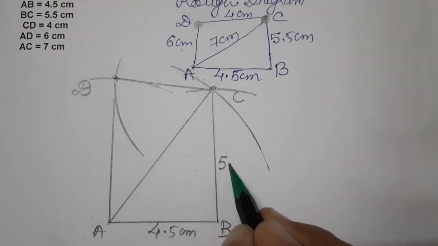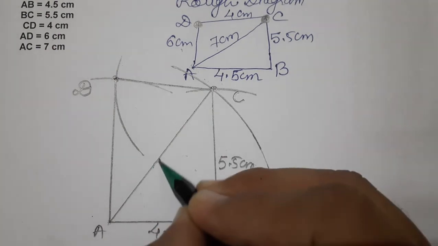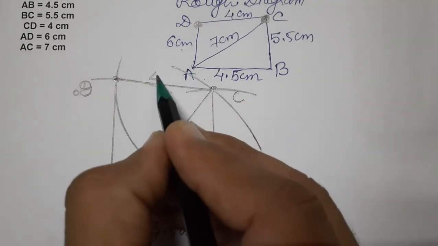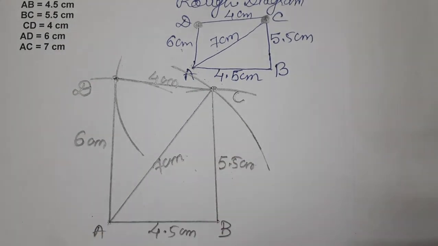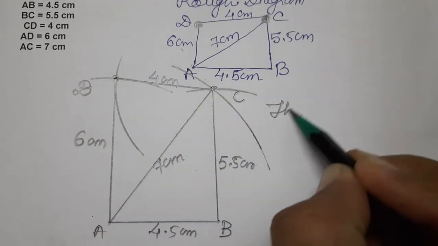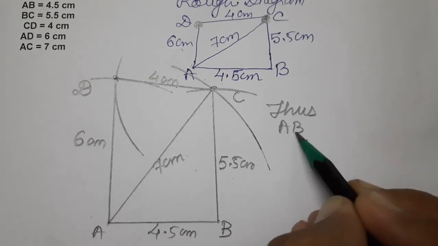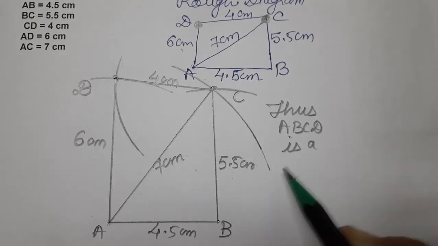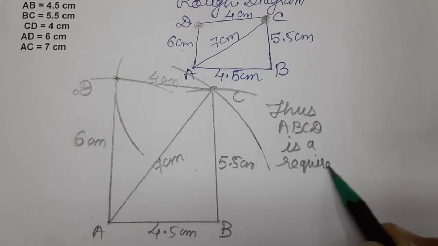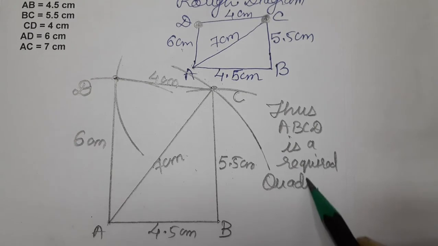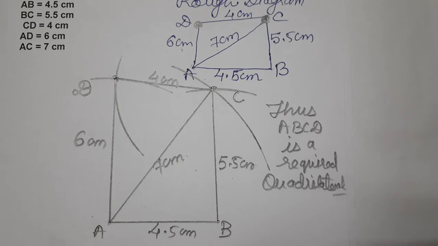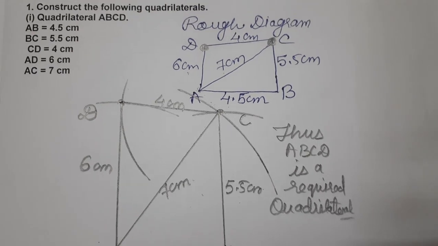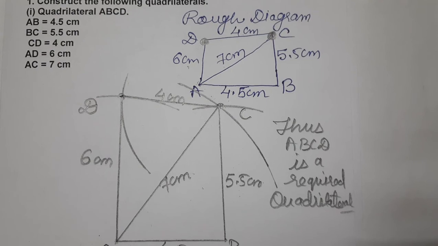And we are going to label everything we have drawn: 4.5, this is 5.5, this is 7 centimeter, this is 4 centimeter, and this one is 6 centimeter. So see, children, how we have constructed a quadrilateral, and then we can write that ABCD is the required quadrilateral. Children, you understood how to make quadrilaterals, and we will make more in our next class.